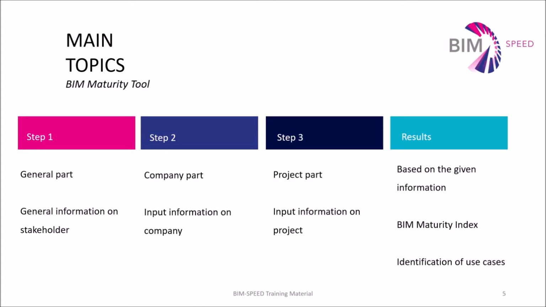This is divided into 4 main topics. To begin, you need to do 3 steps. Firstly, you enter general information on the stakeholder. The second step is the company part. It is concerned with gathering information through the BIM Maturity Questionnaire. The third step is the project part. It captures information on the project. After processing this input, the results are presented. You receive a BIM Maturity Index according to the enterprise information and proposals for appropriate BIM use cases according to the project information.